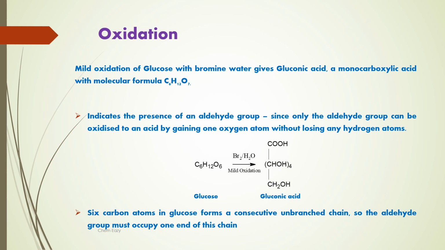The 6 carbon atoms in glucose form a consecutive unbranched chain, which is already confirmed by the formation of n-hexane. So the aldehyde group must occupy one end of this unbranched chain.